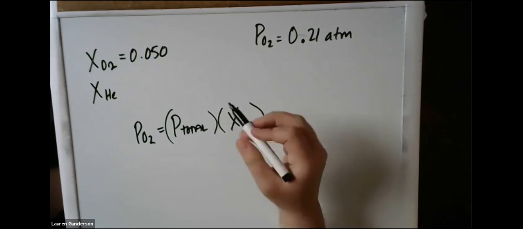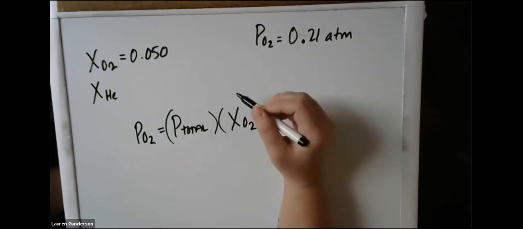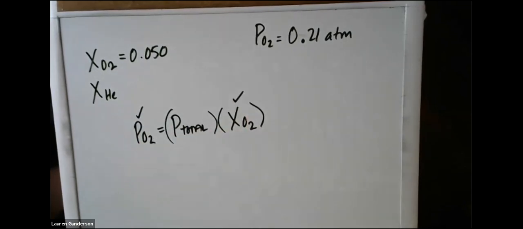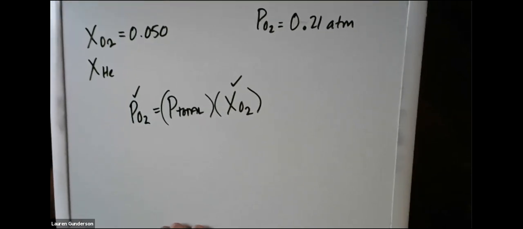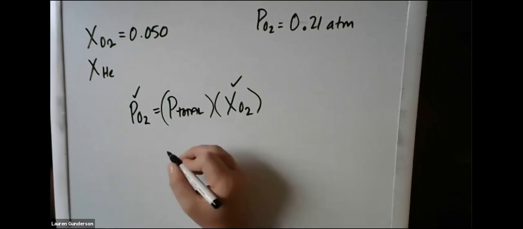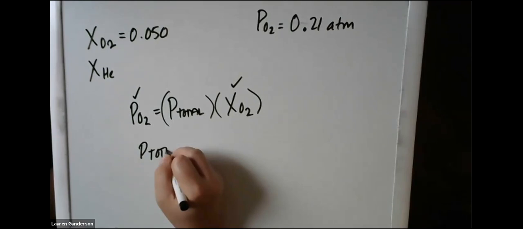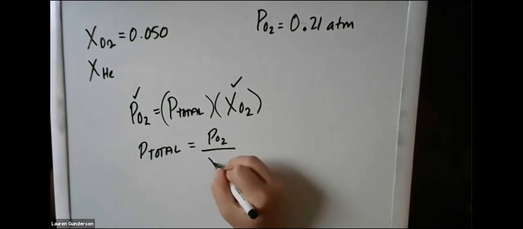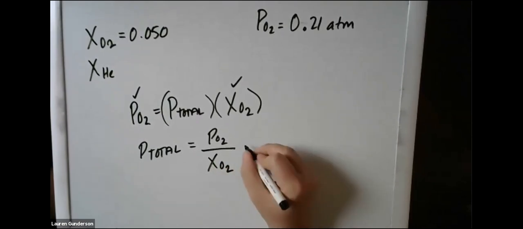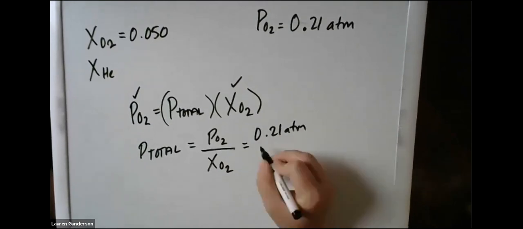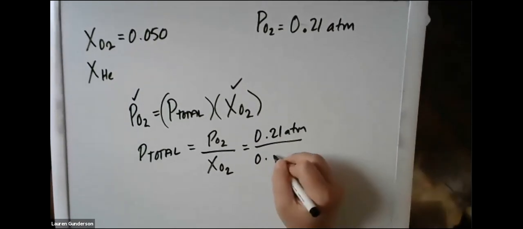However, in this case, we don't know the total pressure, but we do know the partial pressure and we do know the mole fraction. So we just know a different set of circumstances here. If we want to find the total pressure, we can take the partial pressure of oxygen and divide it by the mole fraction of oxygen. So that's 0.21 atmospheres divided by 0.050.